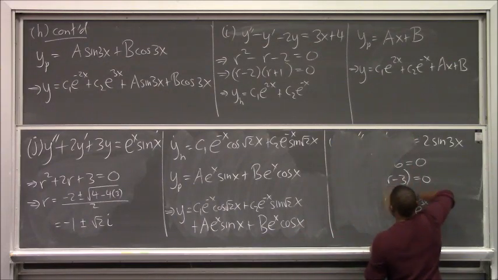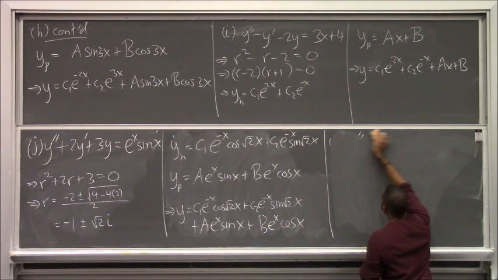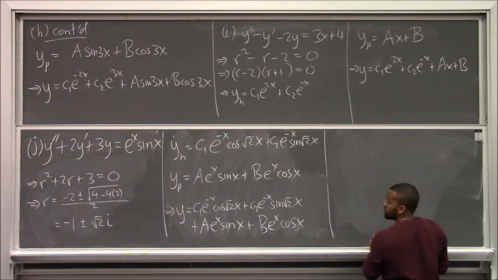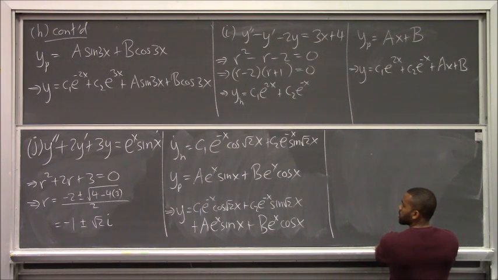Why is it that the yp has a cosine x and not cosine and sine of square root 2 x? So it should be square root of 2 before the x in the bottom line.